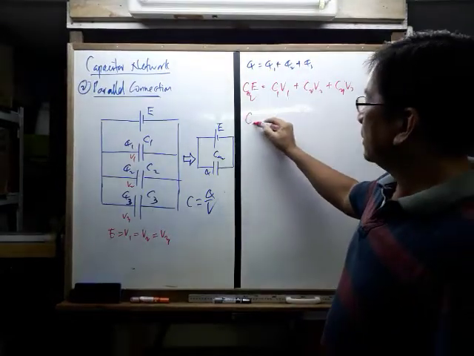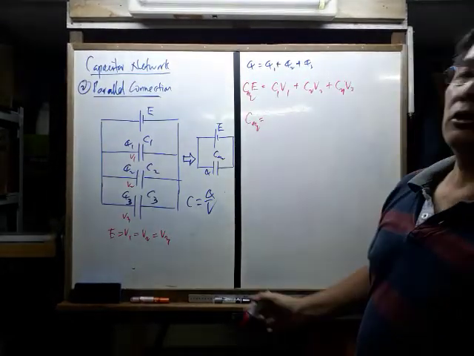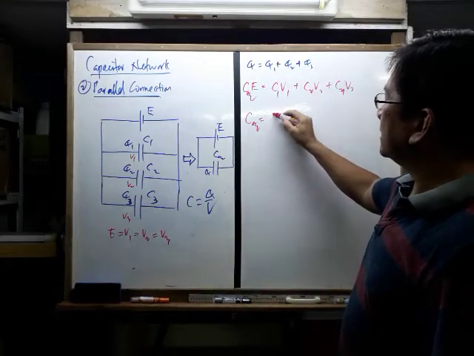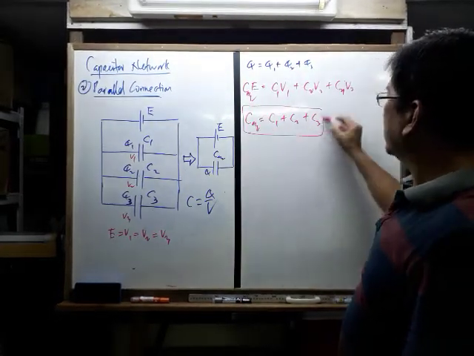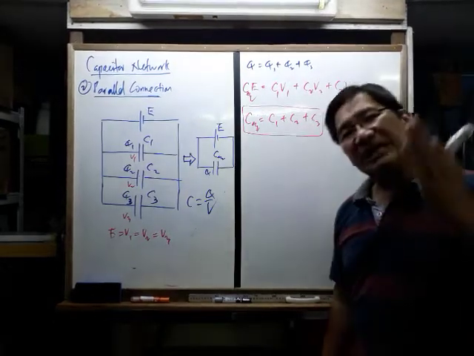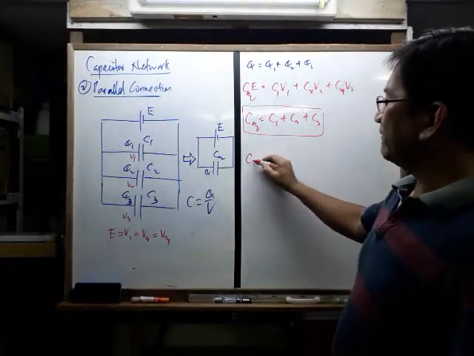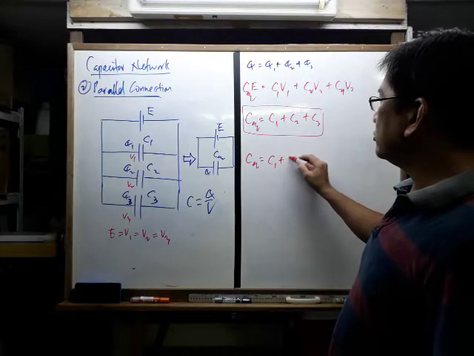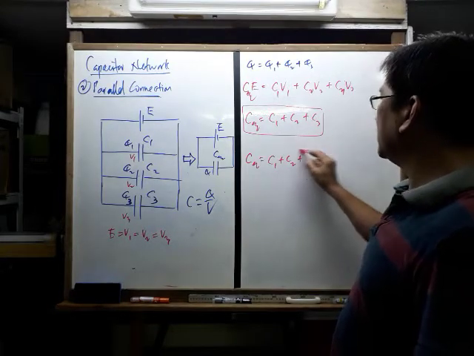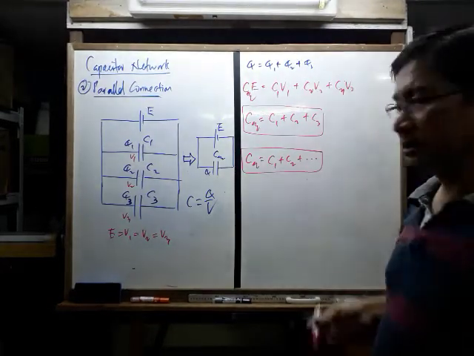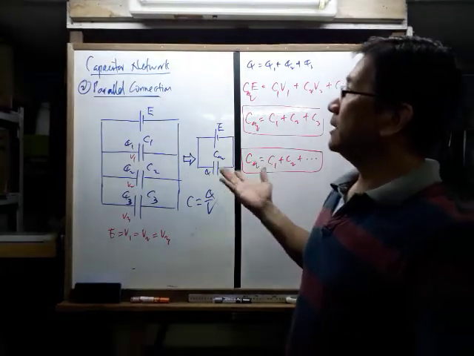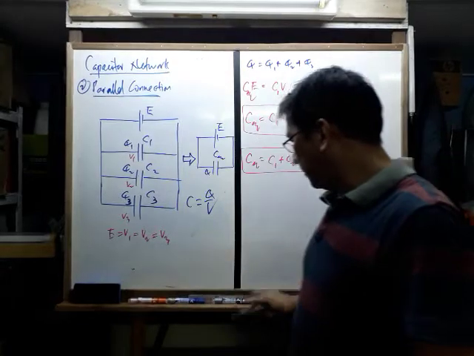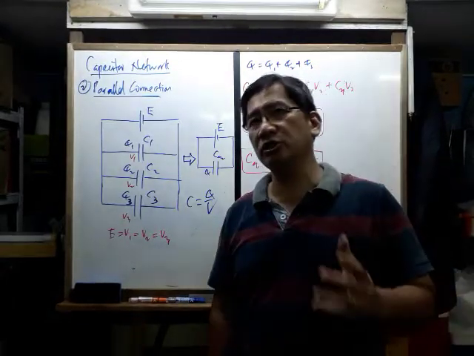So finally, we have this parallel connection for capacitors: C equivalent equals C1 plus C2 plus C3. Again, this is the 3 capacitor system, but if you have more than 3, you can sum up to any number. So this is our general equation. That is the capacitor network for parallel and series connection.